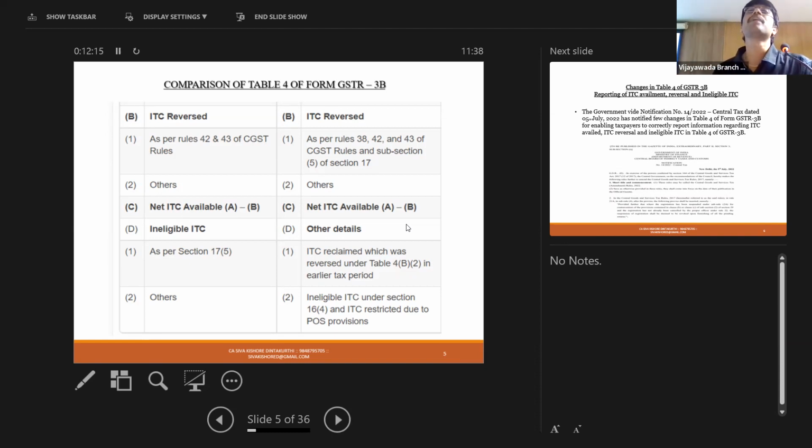4B1. No, it is called permanent reversal. That's the name that the circular has given. It's a permanent reversal. 17.5 blocked credit will be added to the cost of the car. You can claim depreciation. Even if you wait till 31st March, even if you wait till 30th September or 30th November of the next year, it will not be available. It is non-reclaimable. It is ineligible. And hence you have to punch in 4B1.